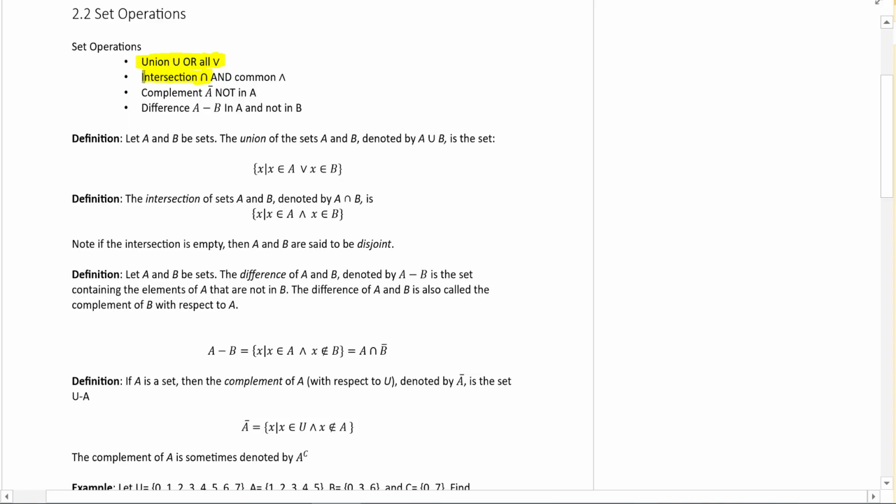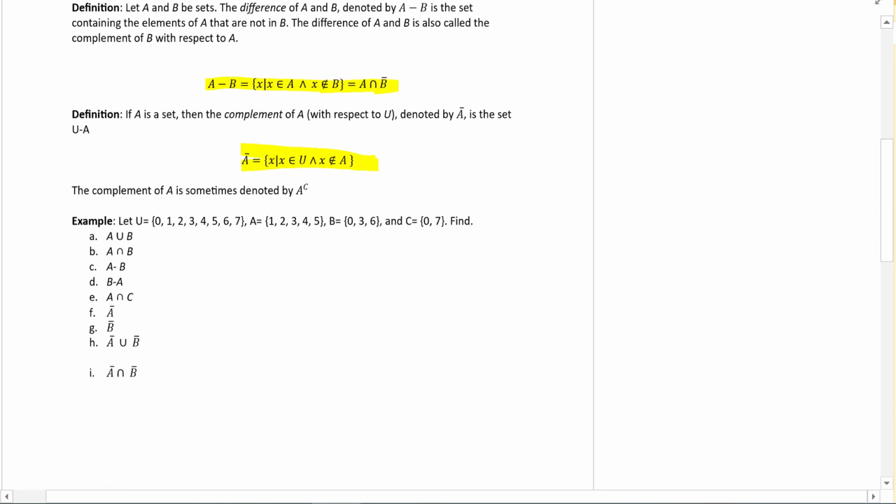Intersection is this symbol, an upside down U, the word "and", and the operation, or what we are doing, is looking for common values, and the symbol of "and". Complement is denoted by a bar, and it means not in A. The difference, A minus B, means in A and not in B. So please read how the union, the intersection, the difference, and the complement are denoted using set notation.